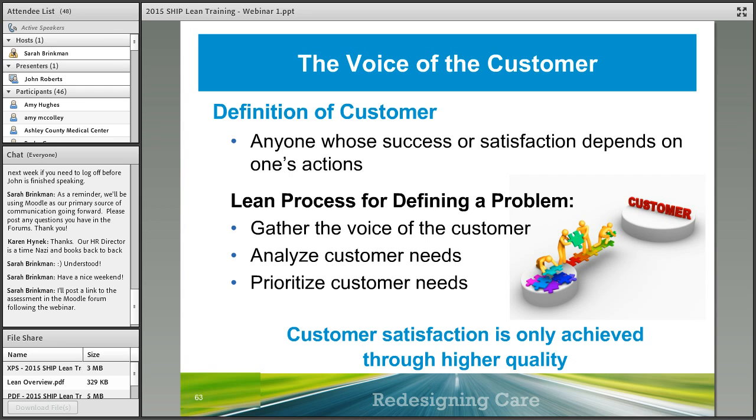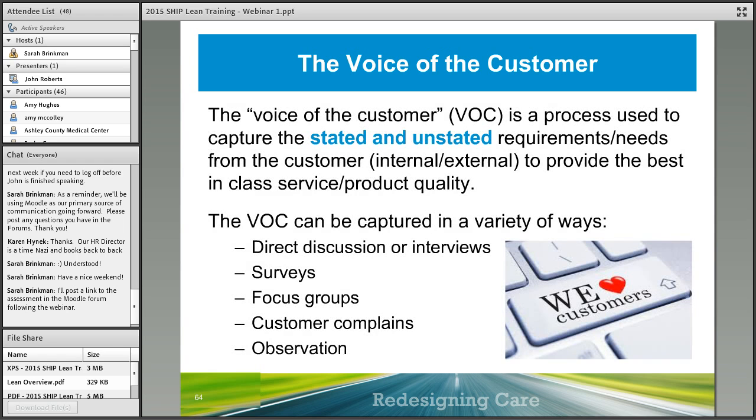We want to analyze those needs, prioritize those needs. And again, our customer is really defined as anyone whose success or satisfaction depends on someone else's actions. And so we'll look at that in its broadest sense here in a second. But we have to be able to identify the customer and what makes value to them and what makes the experience valuable to them as they come into our hospitals, because that's going to be an important part of how we're reimbursed. And we know that customer satisfaction drives higher quality. And so that's why we want to listen to the voice of the customer.